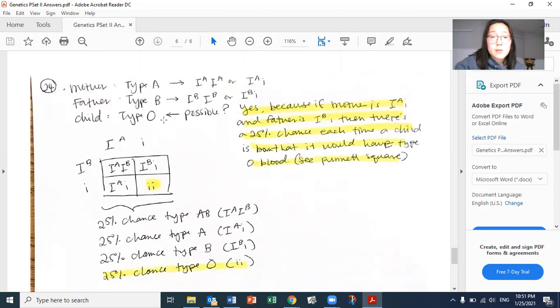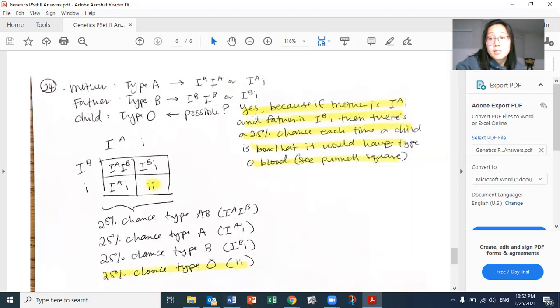Is that possible? Type O is lowercase i, right? So we would do the Punnett square using the one that has the highest potential of producing lowercase i, which means that both parents have to be able to give the lowercase i, even though their blood type is still A and B. So if you cross these two, you actually get a 25% chance of any of their offspring, each time they're born, to be a blood type O, which would be the lowercase i.